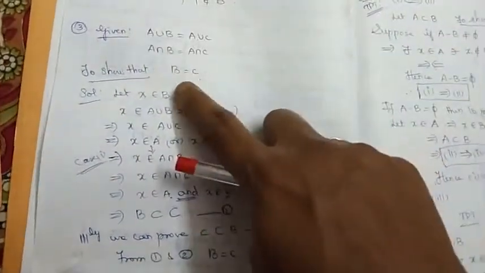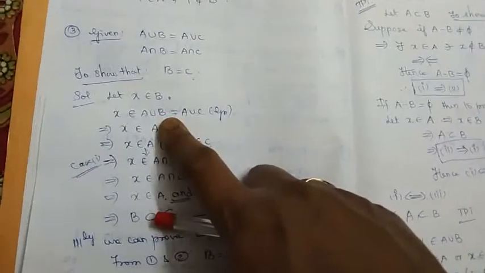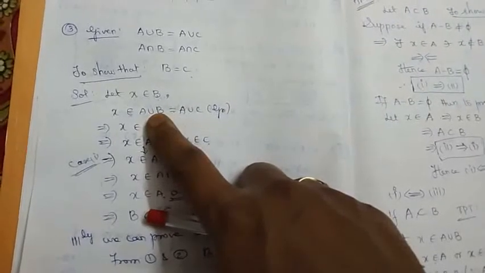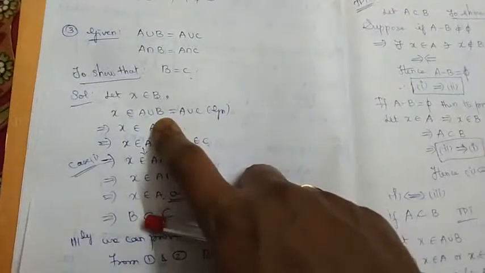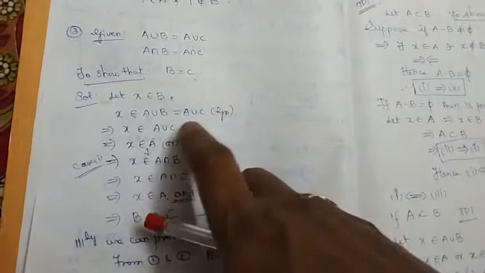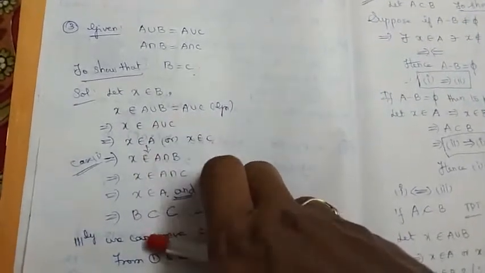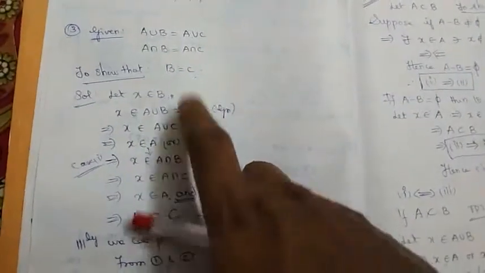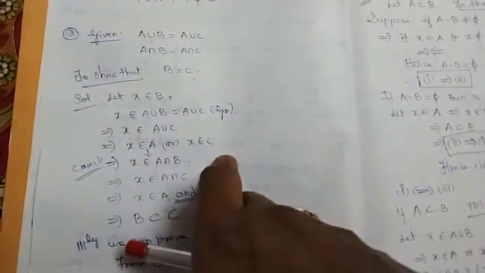Right? So first we will take one element from B, then automatically it will belong to A union B, because the definition of union says it belongs to A or B. Since it is in B, obviously it will belong to the union. But A union B is same as A union C. Therefore, it will belong to A union C. A union C means it belongs to A or it belongs to C. If it belongs to C, our aim is reached. An element belonging to B also belongs to C. Therefore, B is a subset of C.